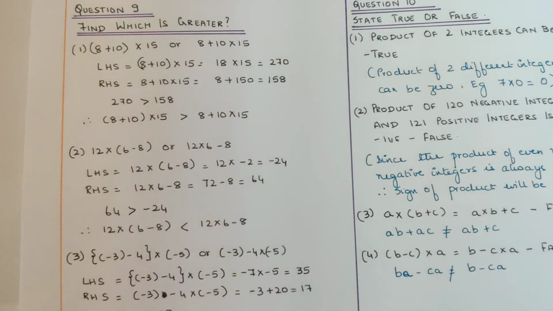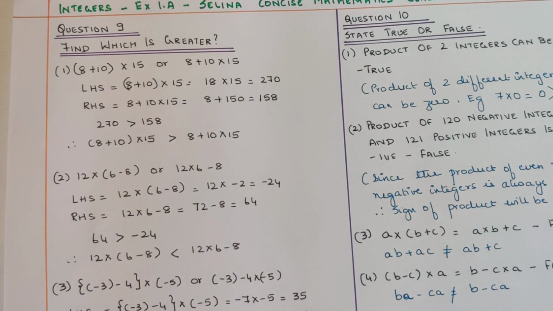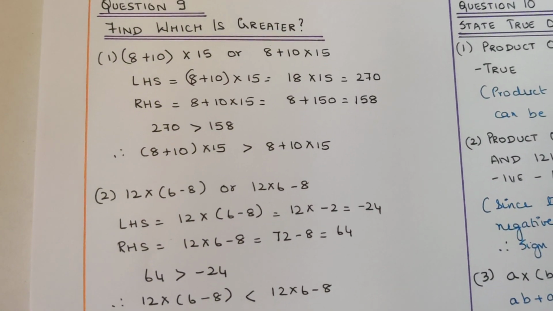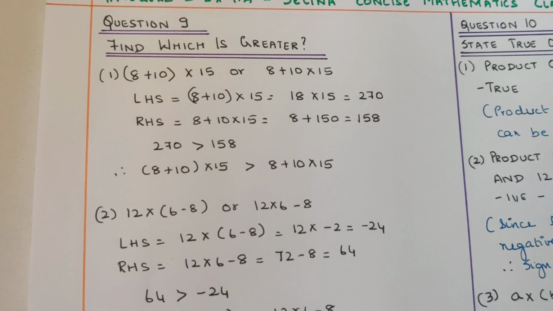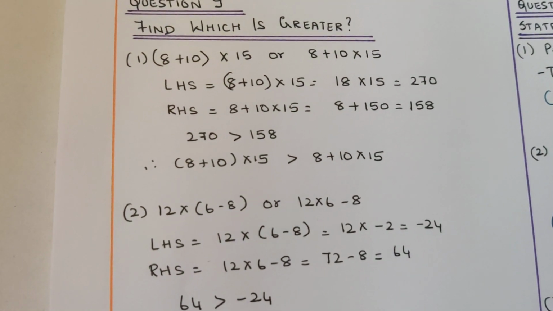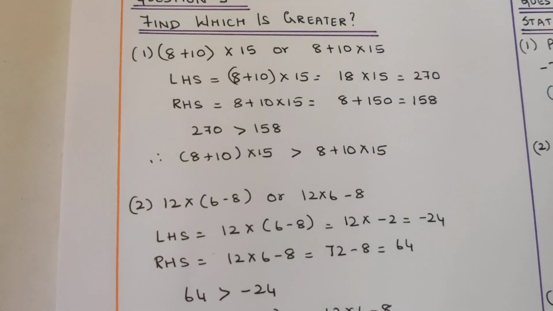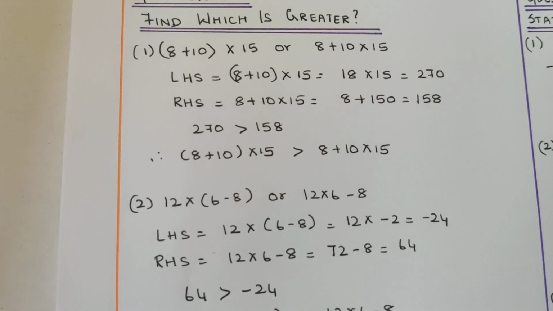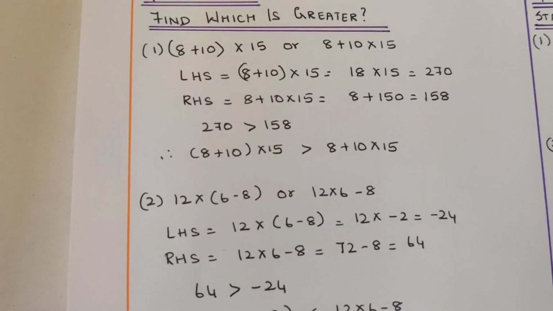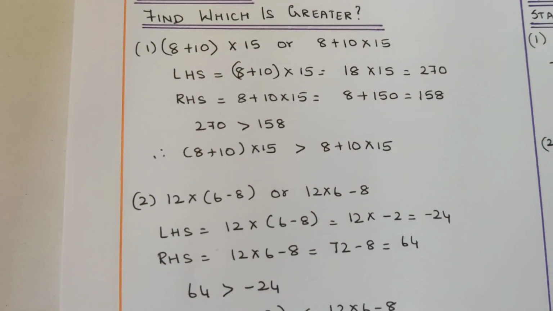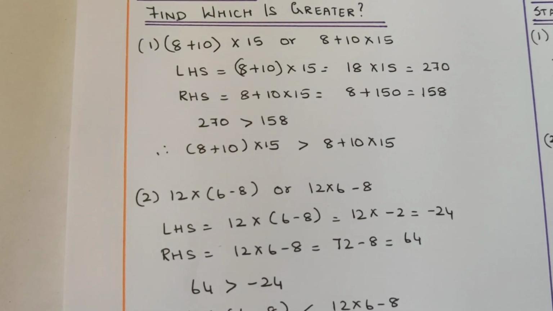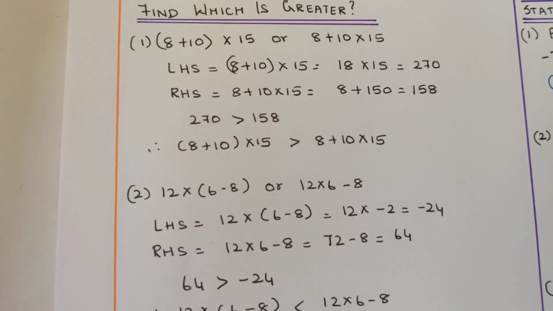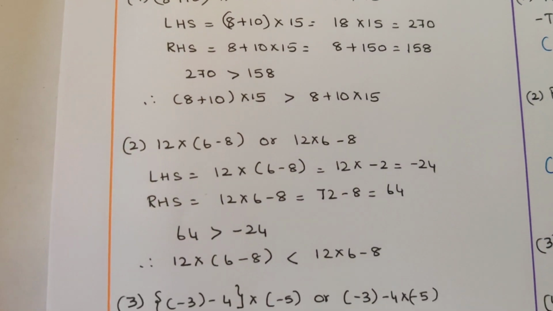Now let's move on to the 9th and the 10th question, which is pretty simple and easy. You need to find out which is greater, 8 plus 10 into 15 or 8 plus 10 into 15. Now again take LHS, which is 8 plus 10 into 15. Using the BODMAS rule, you get 18 into 15, that is 270. RHS, 8 plus 10 into 15. Again using the concepts of BODMAS, you get 8 plus 150, that is equal to 158. So 270 is greater than 158. So the first number is greater than the second number.